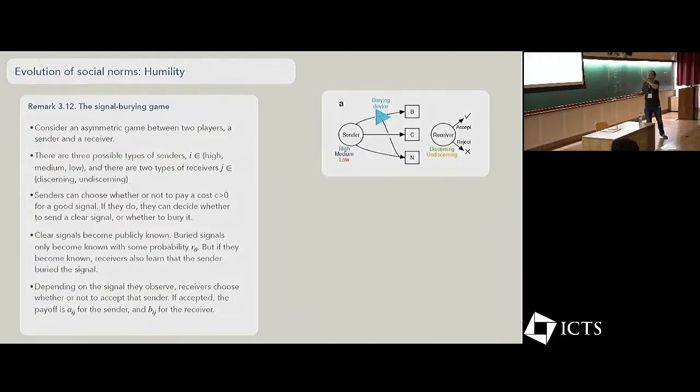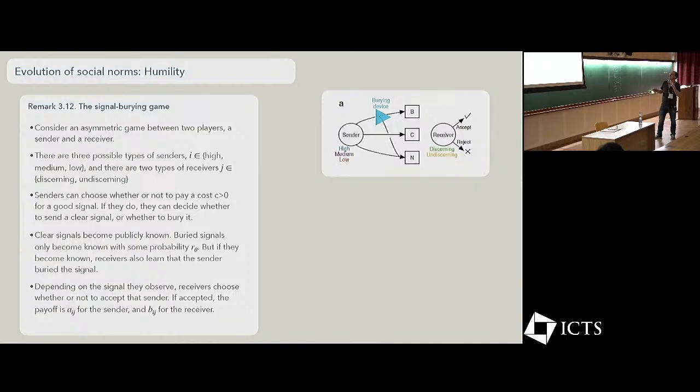All right, so this is the game in an illustration. There are 3 different types: high, medium, and low. These are the senders. Senders can do 3 different things: they can send a buried signal, they can send a clear signal, or they can send no signal at all. If I send no signal, it will look to the receiver as if I sent no signal. If I send a clear signal, it will look to the receiver as if I sent a clear signal.